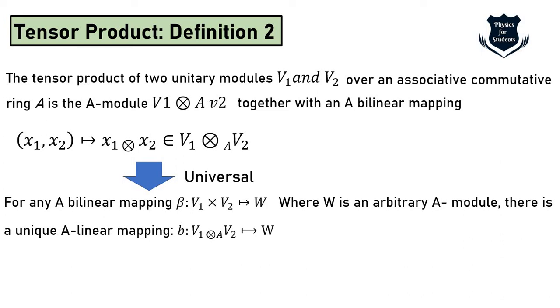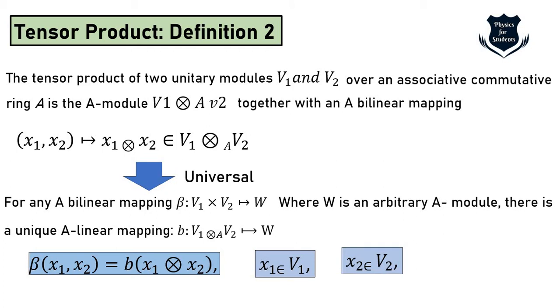This follows the blue arrow down. It means that it is universal in the following sense: for any A-bilinear mapping, where W is an arbitrary module, there is a unique A-linear mapping. So this is how it follows. For any bilinear mapping where there is a module, there will be a unique A-linear mapping which is given by this, with beta of x1, x2 equal to b of x1 tensor x2, where x1 is an element of V1 and x2 is an element of V2, which are over the associative commutative ring which we denoted earlier.